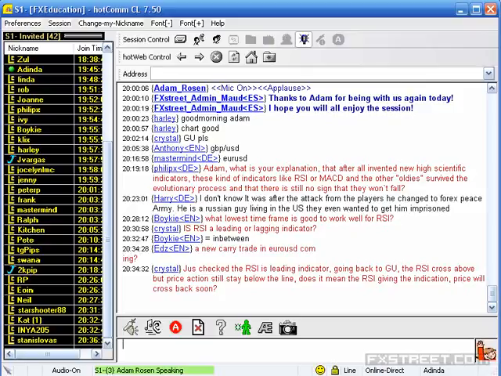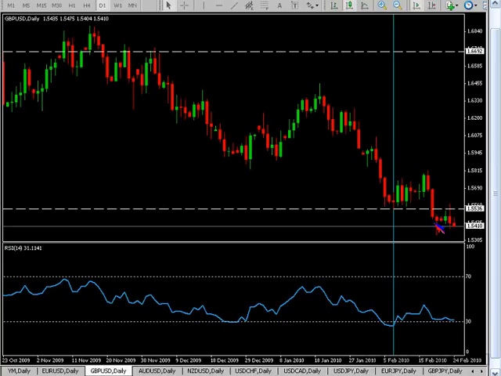Now, just check the RSI as a leading indicator. Well, going back to pound dollar, RSI crossed above, but the price actually stays below the line, meaning the RSI is giving indication price will cross back soon. Let's go back to the pound dollar. If there are other currency pairs, by the way, please don't hesitate to let me know.